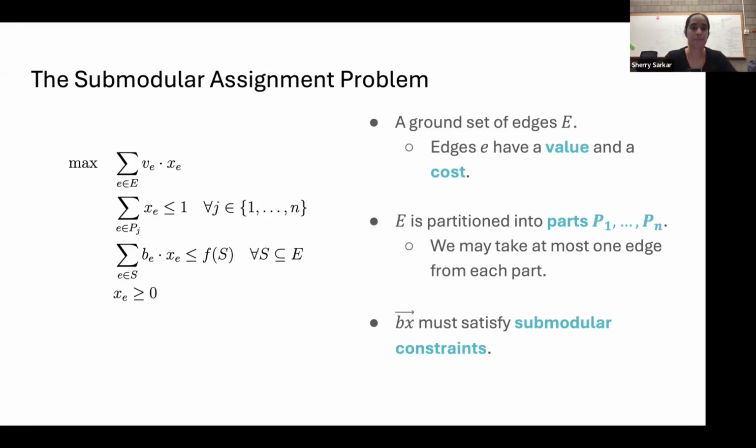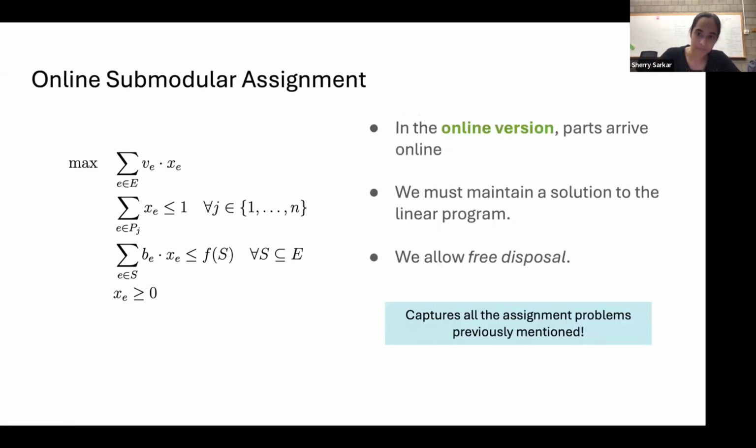And the submodular part is that Bx must satisfy submodular constraints. And at this point, I wish I had written down the definition of submodular here. I sort of forgot to do that, but I encourage you to pull up Wikipedia and Google that real quick if the definition of submodular is something that escapes your memory right now. But these exponentially many constraints are where the submodular part of this problem comes in. And now to make this an online problem, in the online version of submodular assignment, your parts are arriving online one by one, and we have to maintain a solution to this linear program online.